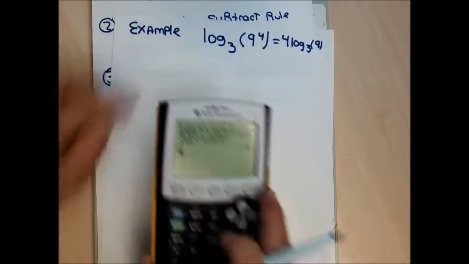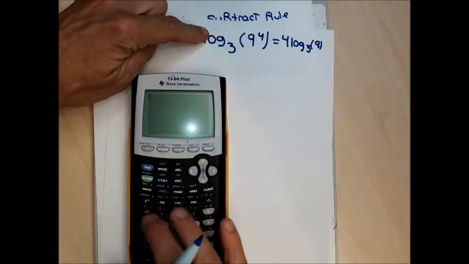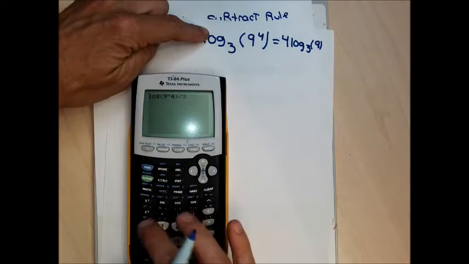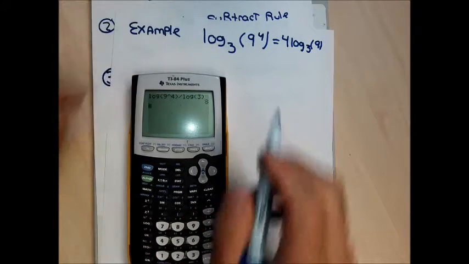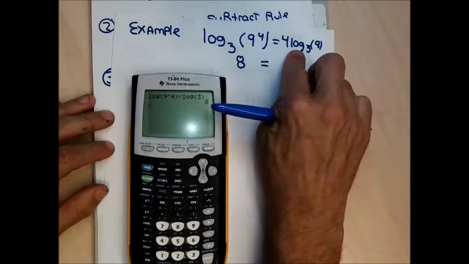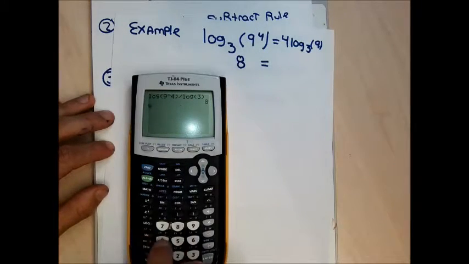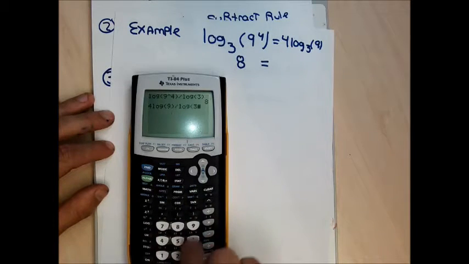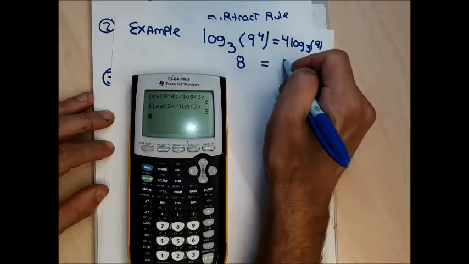So on my calculator, the left-hand side is the log of 9 up arrow 4 divided by the log of 3. The left-hand side is going to be 8. The right-hand side, to do it on my calculator, I do 4 and then log of 9 divided by log of 3, and it also equals 8.